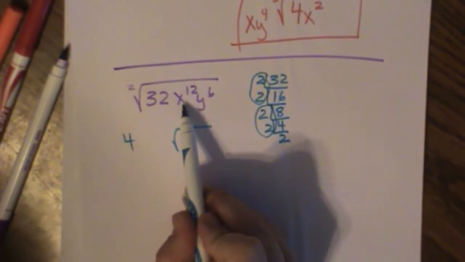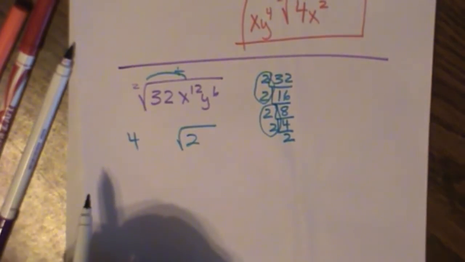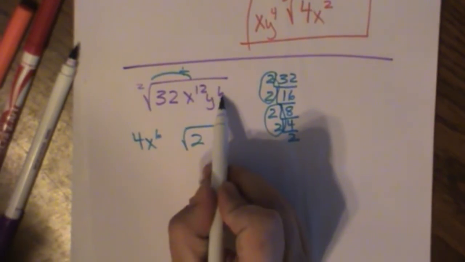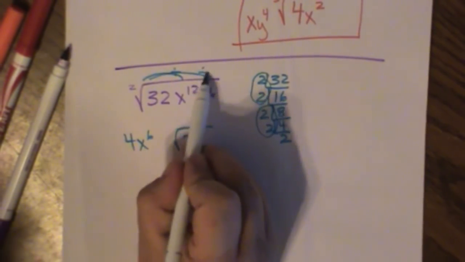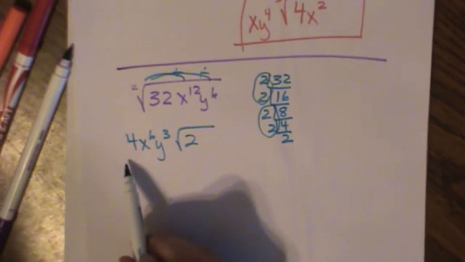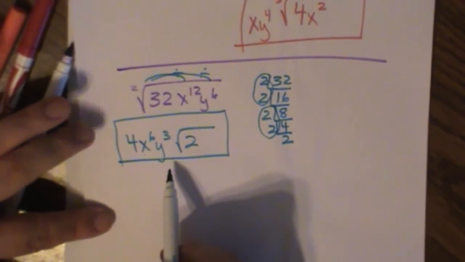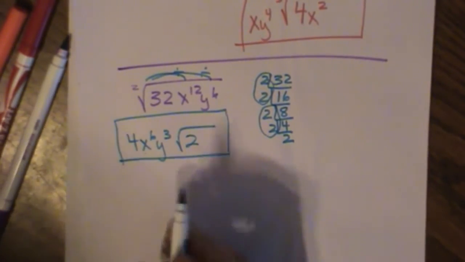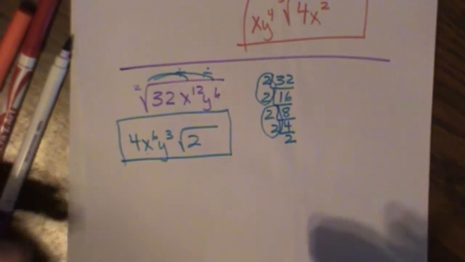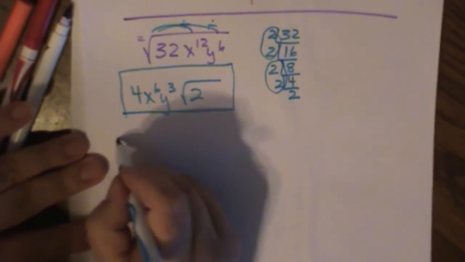And since we need pairs, we have 2 2's that'll come out, which 2 times 2 is 4, and then 1 2 stays in. Okay, now we want to divide 12 by 2, gives us 6, and that's how many come out, and divide 6 by 2, we get 3. So this answer is 4 x to the 6th, y to the 3rd, square root of 2. That's all it takes when you're simplifying radicals, is to make sure you get everything that's inside out. Here's another problem.